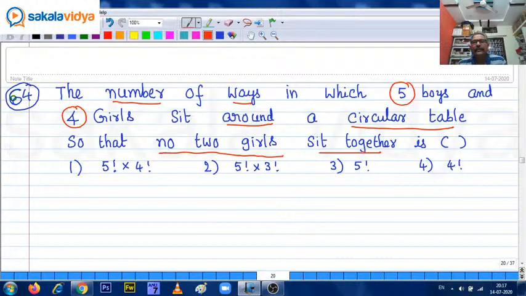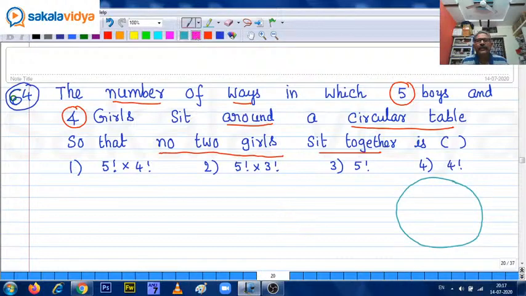So first, there is no restriction for the boys. Let the 5 boys be arranged around the circle in 4 factorial ways. Among the boys, how many blank places are there? Within the blank places, we need to accommodate 4 girls. That can be done in how many ways? Let us see now. This is a circular arrangement, understood now.